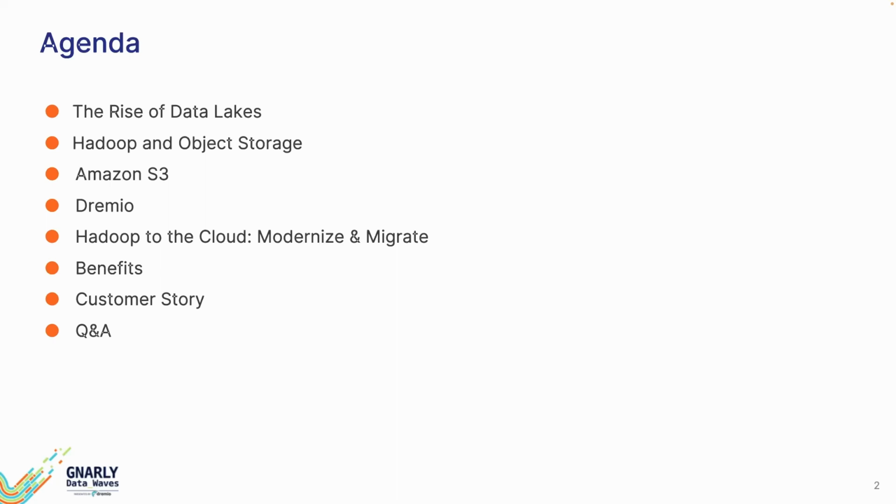Here's a quick agenda for the next 30 minutes or so. First, Jorge is going to talk about the rise of data lakes, and some of the challenges that organizations have faced over the years with HDFS. Then he's going to talk about object storage and some of the features that make Amazon S3 a good fit for your data lake storage. Then I'll go into a quick recap of what is Dremio, and then I'll talk through a step-by-step approach to modernizing and migrating your analytic workloads to the cloud. I'll recap with a couple of benefits, and then I'm going to share a customer story.